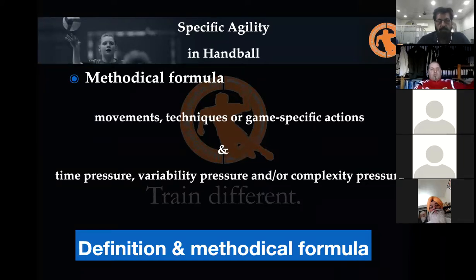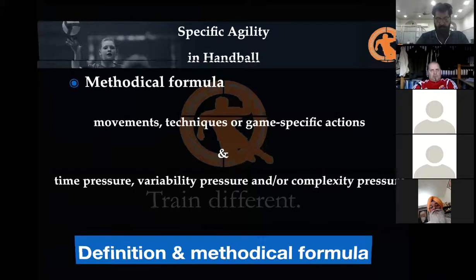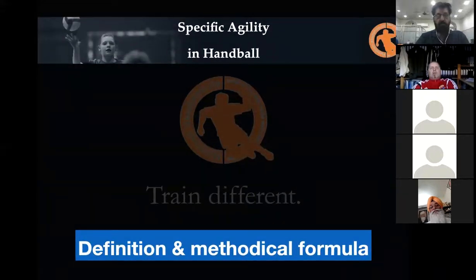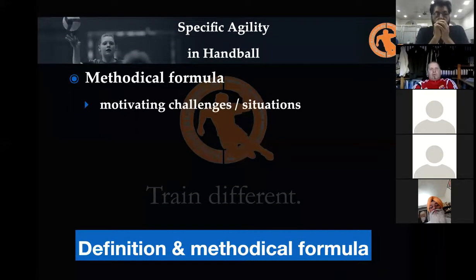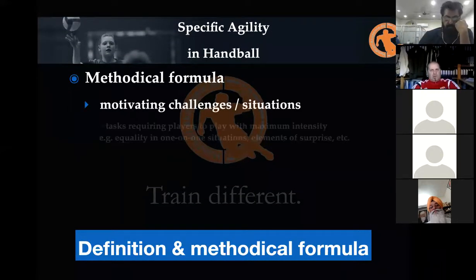This is what to do and how to do it. In general, it's quite easy to understand. This could be the methodical formula, but it's not completed. That's why I said it could be. There is one element missing, which for agility is very important: the element of motivating challenges and situations.